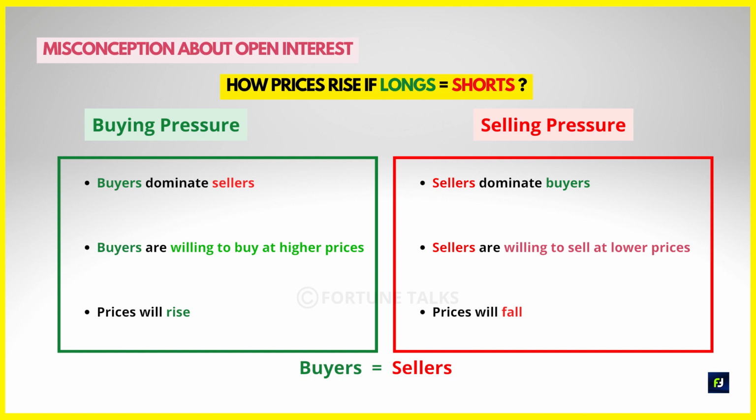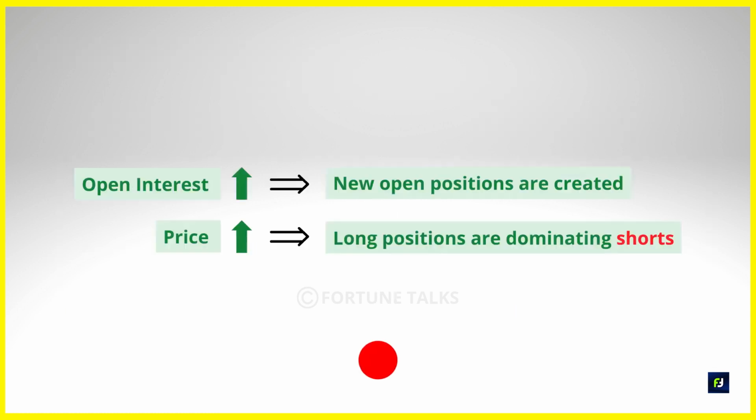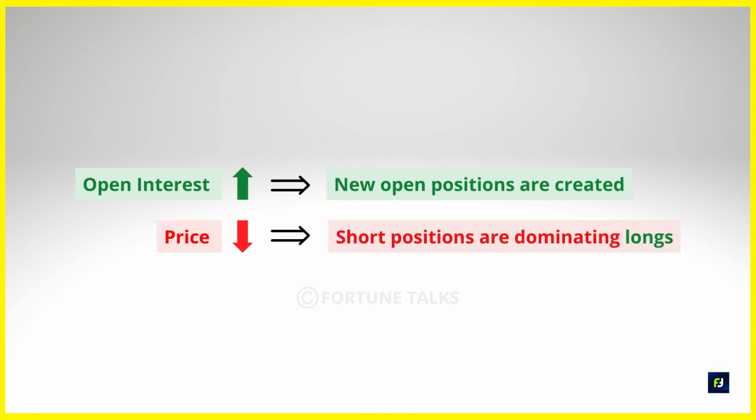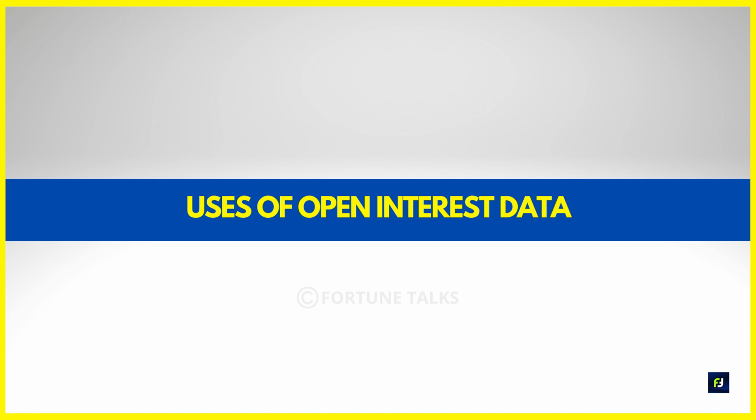So if the open interest is rising, it means new contracts are being added. But since the prices are rising with it, it means that the longs are dominating the shorts in the transaction. If the open interest is rising but the prices are falling, this means that more contracts are being added, but this time the shorts are dominating the longs in the transaction. Now with that cleared, let me talk about the uses of open interest data.